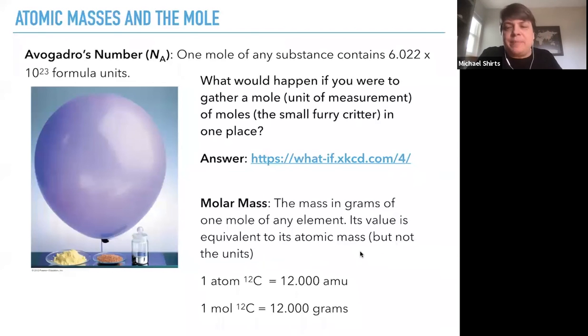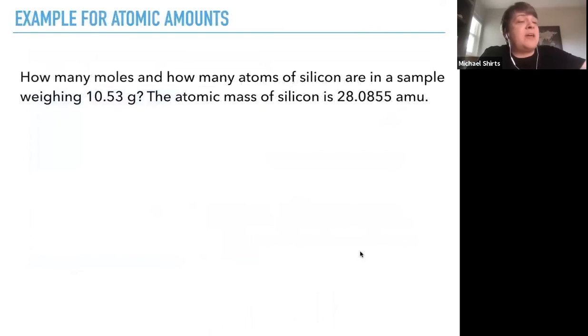Yeah, so to get a sense of how big moles are, there's a lot of good examples in the book, but the best one is checking out the number of moles. What happens if you get a mole of moles together? Okay, so that's what we want to be doing.